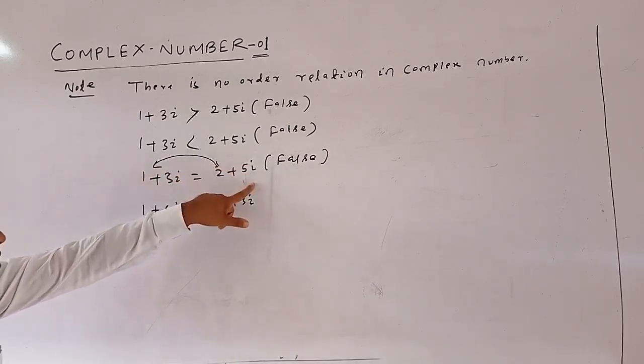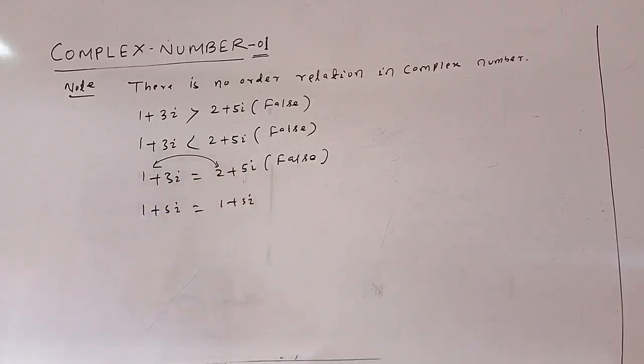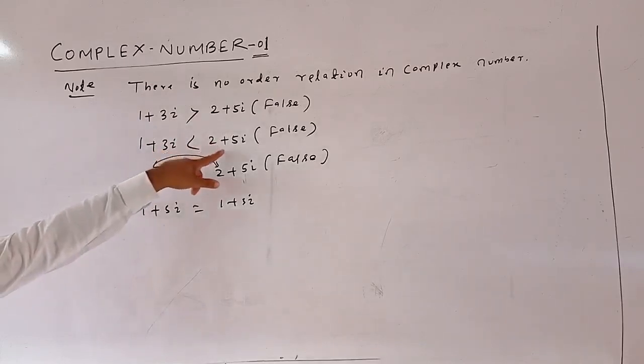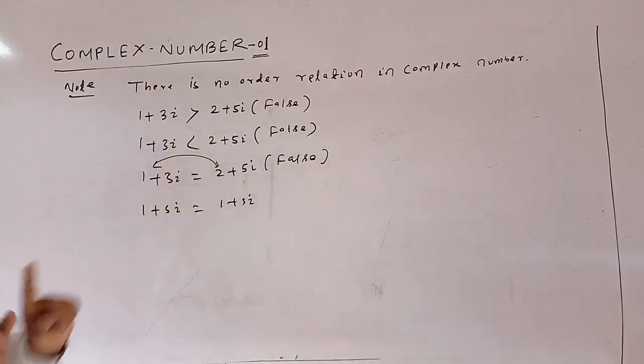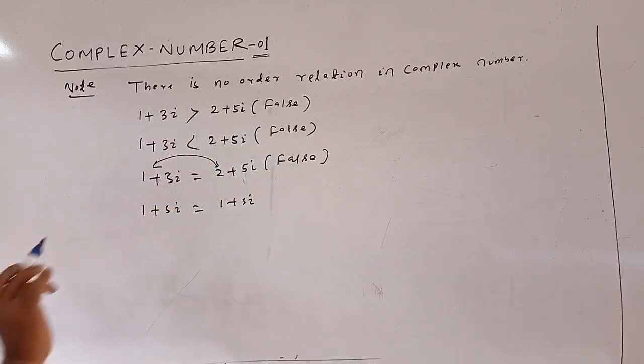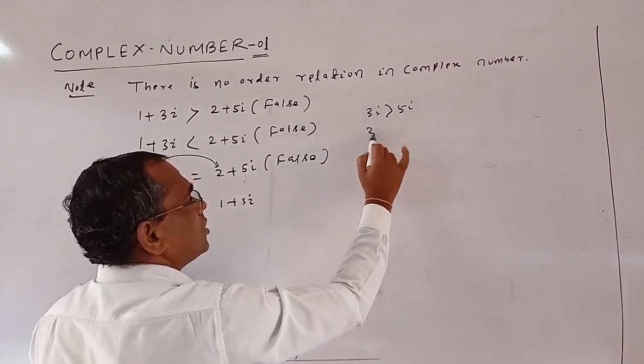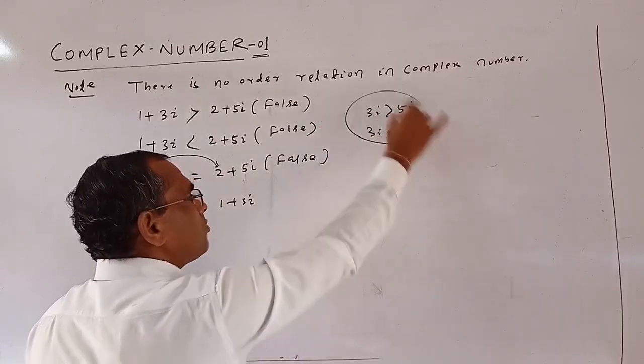That is called equality of complex numbers. So 1 plus 3i greater than 2 plus 5i is false. 1 plus 3i less than 2 plus 5i is false, because there is no order relation. 3i is greater than 5i or 3i less than 5i, this is also false.